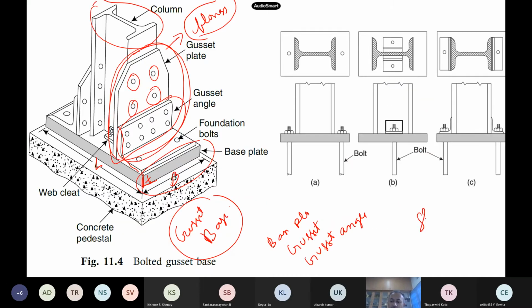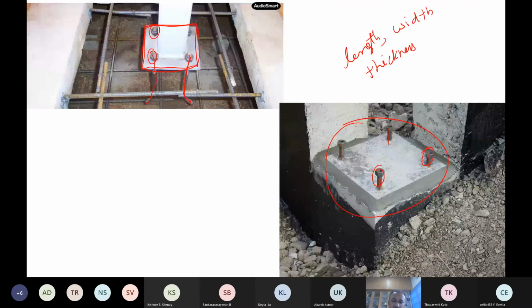So this is also a slab base. Here I am showing you 3 figures. These are slab bases. Like you see, I have a column here. We do welding here, the column is connected. Now this base plate is connected to the foundation through anchor bolts like this, like I already showed you. These are the anchor bolts which go into the concreting.